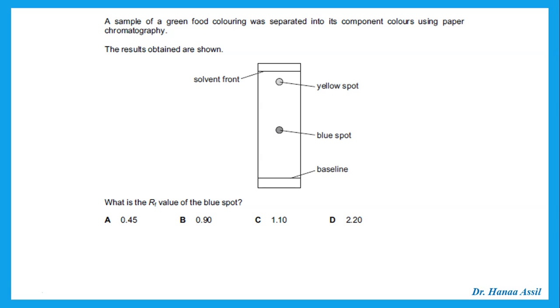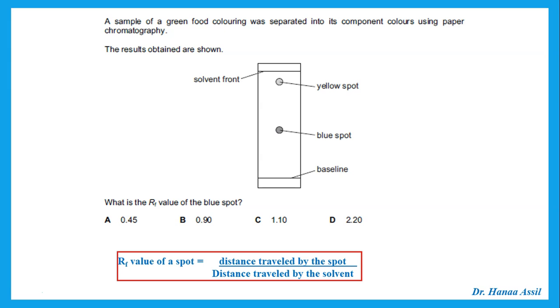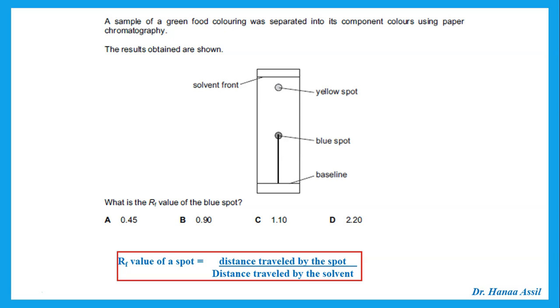So he got a blue spot and a yellow spot. And he's asking what is the RF value of the blue spot. He said, how do we determine RF value? We said RF value is the distance traveled by the spot over the distance traveled by the solvent. And that means in order to determine the RF value, we measure from the baseline to the spot.